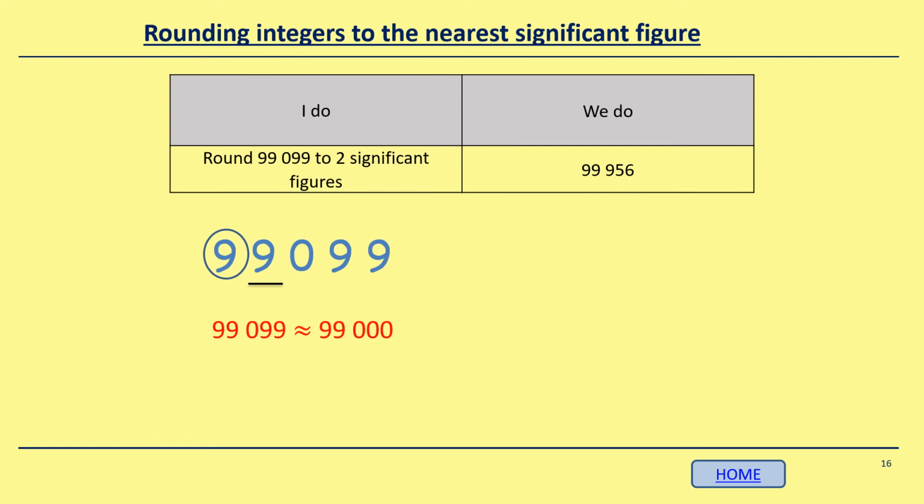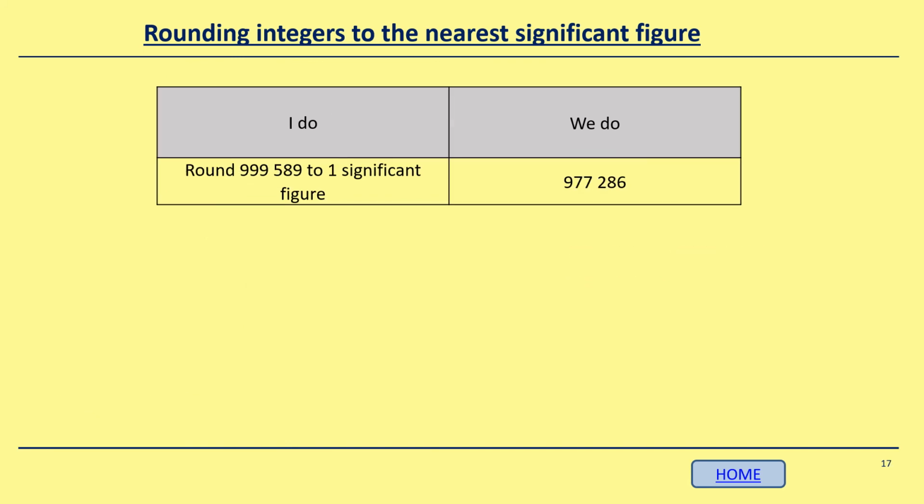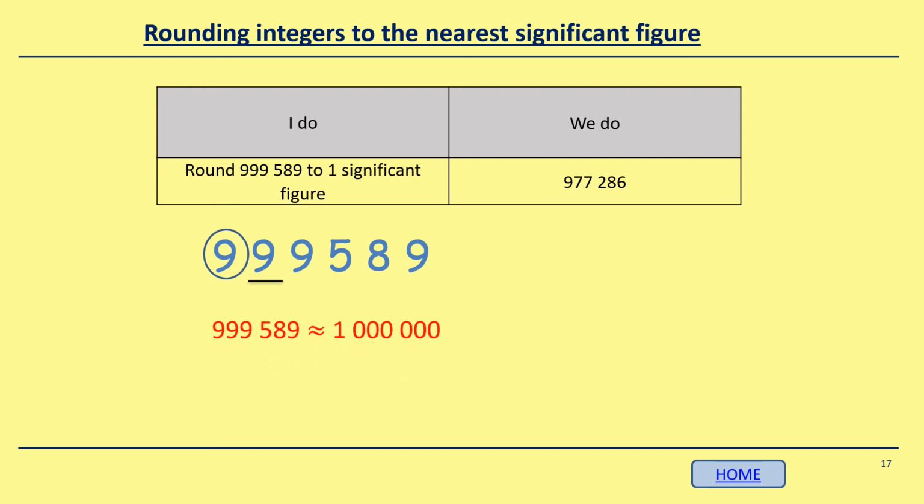You do 99,956. So it's 2 significant figures. So you're interested in the third 9. That's your deciding number. Okay, should have got 100,000. 999,589 to 1 significant figure. Okay, you're only interested in this 9. So that becomes 1 million.